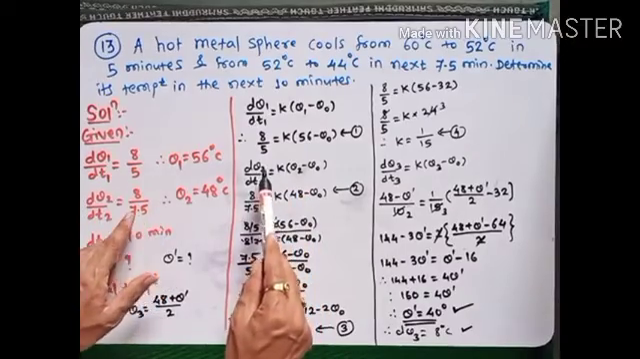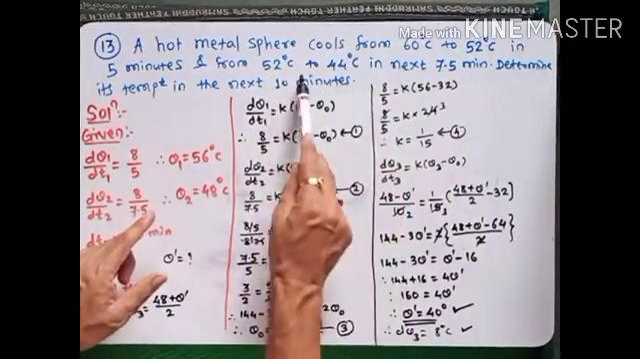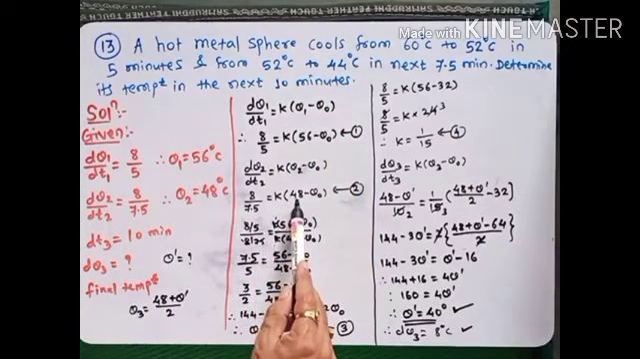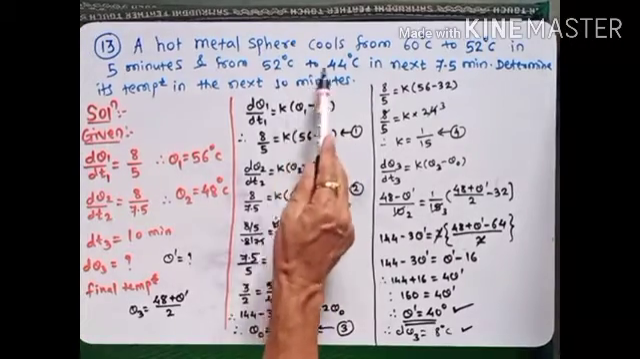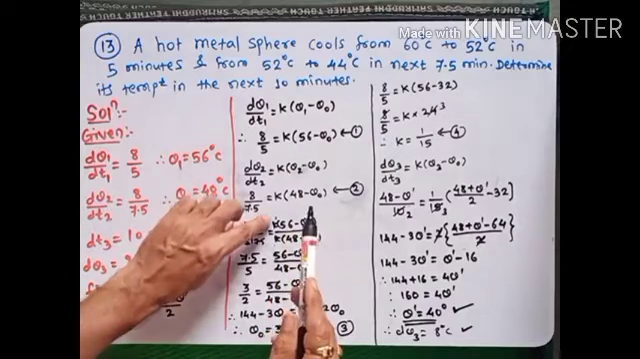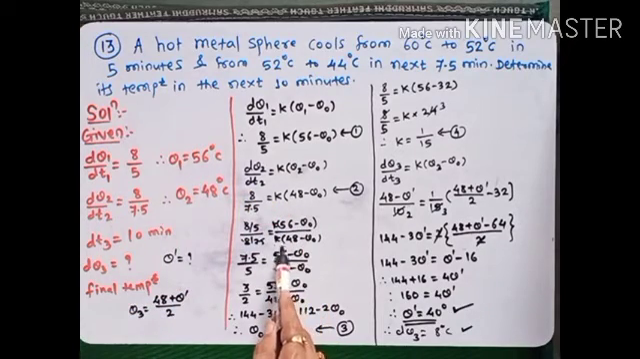d theta 2 means 52 minus 44, which is again 8. 8 upon 7.5 equal to k. Mean of these two, 44 plus 52 divided by 2, means we get 48 minus theta 0. Then we divide equation 1 by equation 2. 8 by 5 divided by 8 upon 7.5. K, we write here k, not k dash. k into 56 minus theta 0, k into 48 minus theta 0.